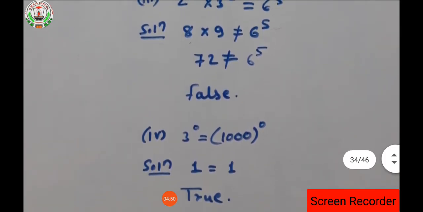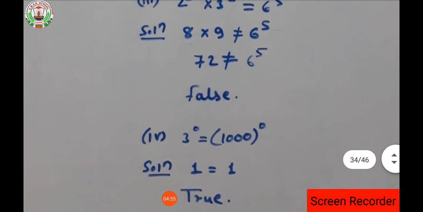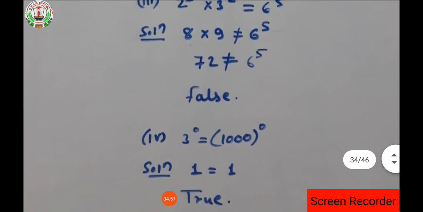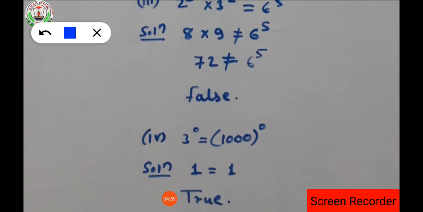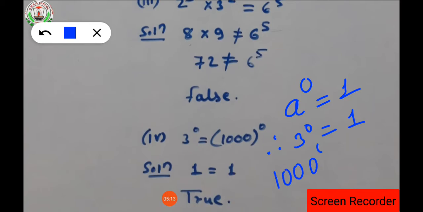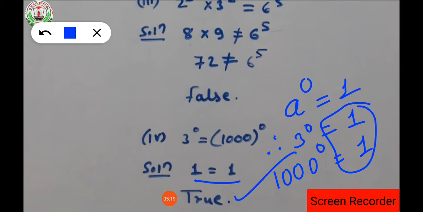Next, the last part of question number 3. 3 to the power 0 is equal to 1000 to the power 0. We have to use the laws of exponents. A to the power 0 is equal to 1, isn't it? Therefore 3 to the power 0 will be equal to 1, as the 0 is there in the power. In the same way, 1000 to the power 0 will also be equal to 1. So LHS and RHS are both equal, that's why it is a true statement.